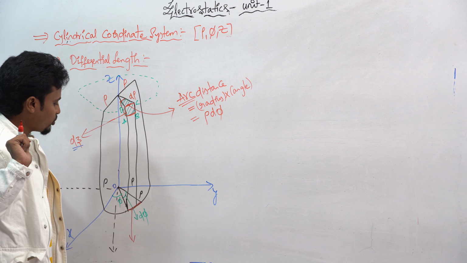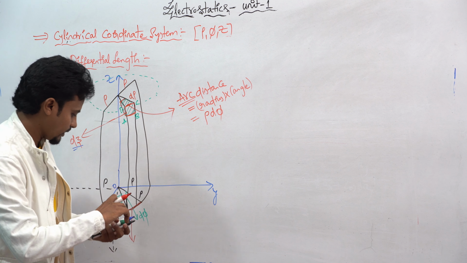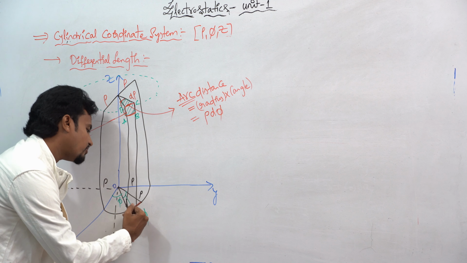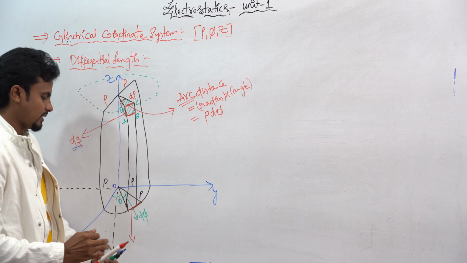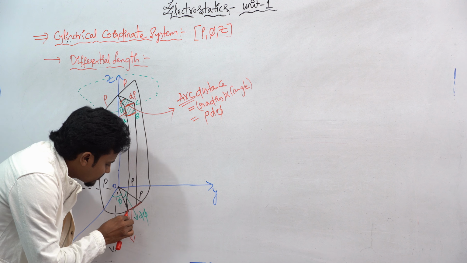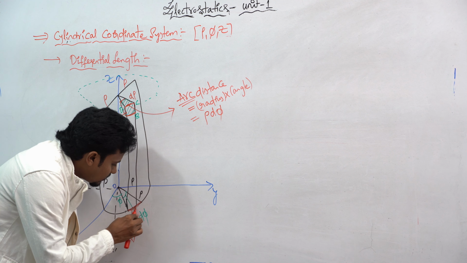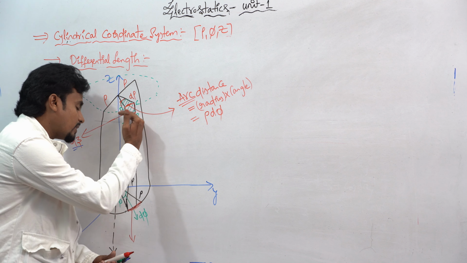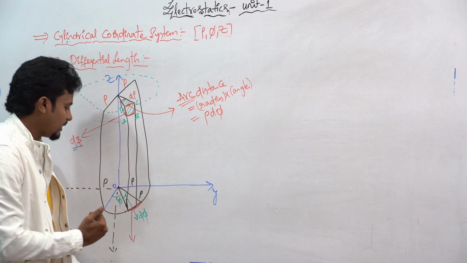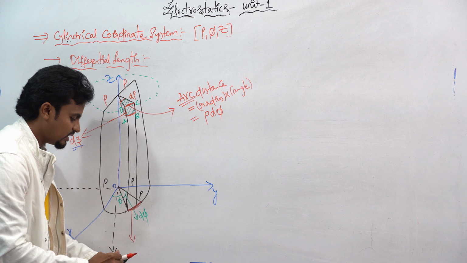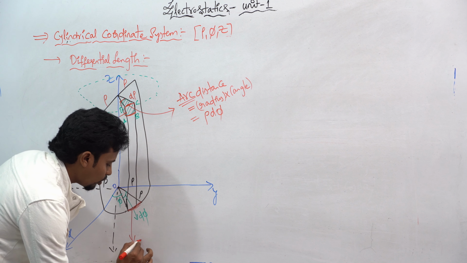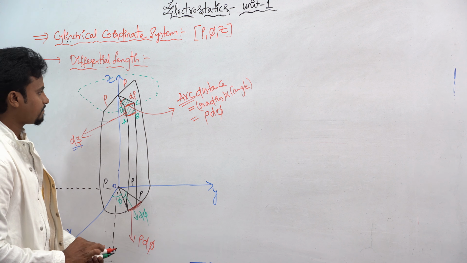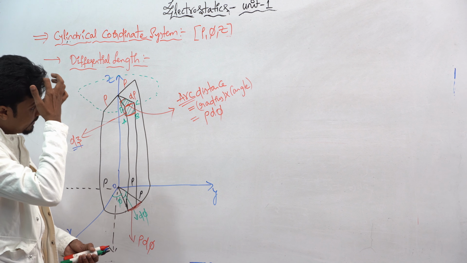One more thing to cover: if I take the mirror image of this, here also you can see it is just like an arc. Whatever holds for this arc also holds for the mirror image, so this also becomes rho d phi.